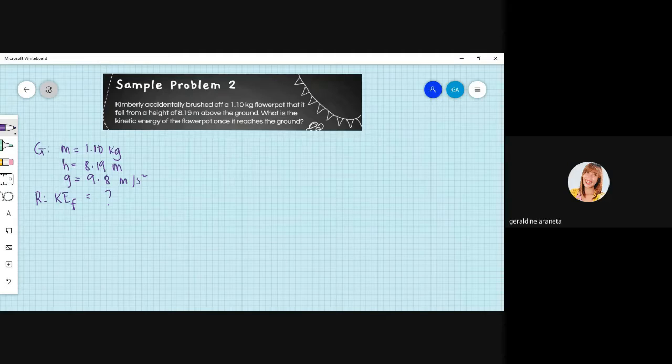Okay, so if we're going to illustrate this, this is the flower pot and its distance from the ground, let's say for example, it is on a table, its distance from the ground is 8.19 meters. Alright? So at this point, nung hindi pa nalalaglag yung flower pot natin, the amount of potential energy of the flower pot is maximum. So that is your initial potential energy. And whenever the potential energy is in its maximum, therefore the kinetic energy will be 0.